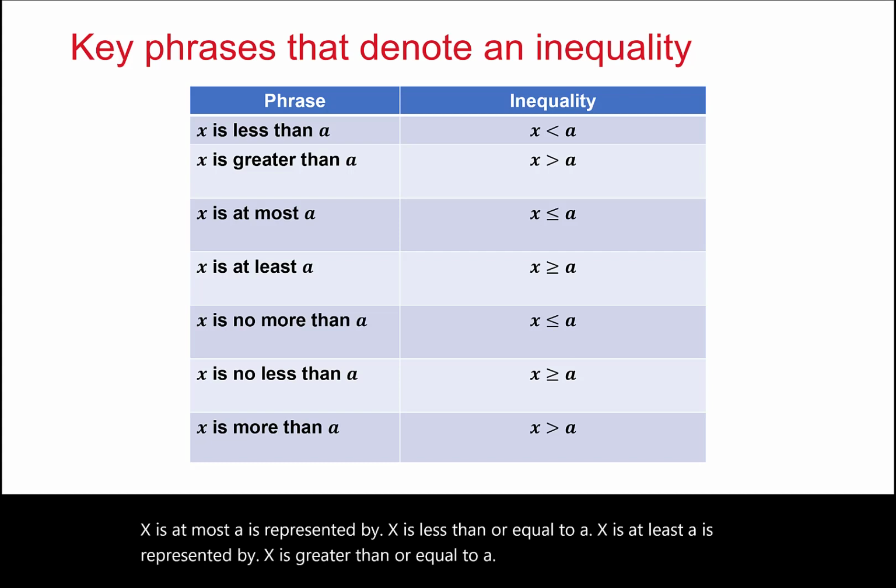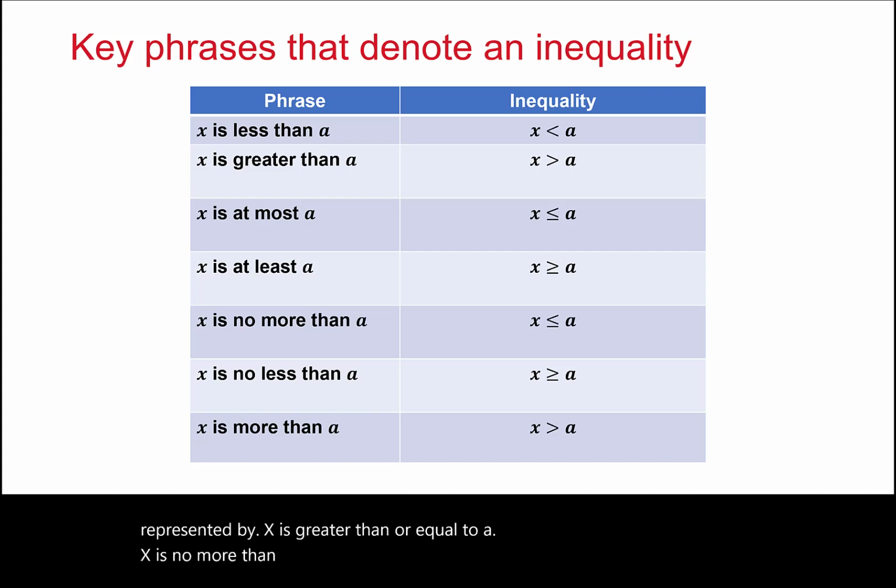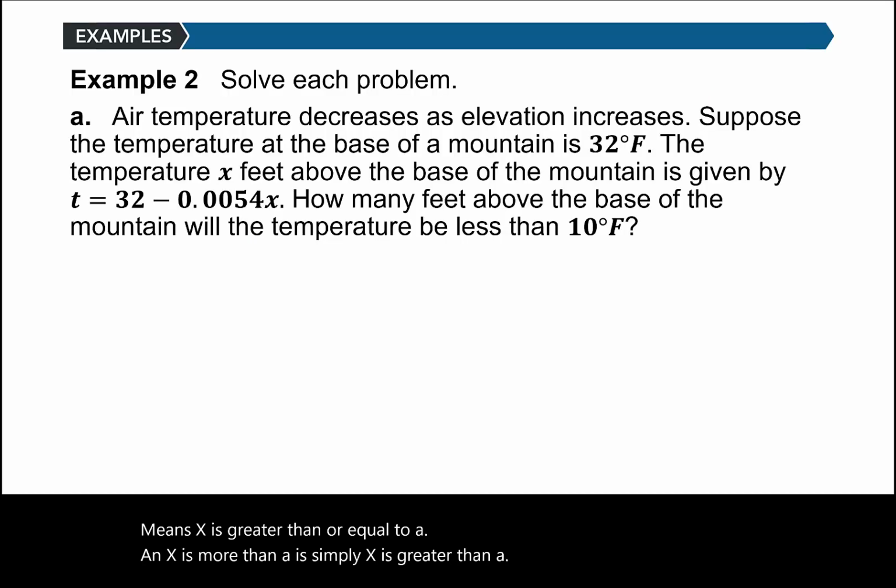X is no more than A means x ≤ a. X is no less than A means x ≥ a. And X is more than A is simply x > a. Let's look at an example.